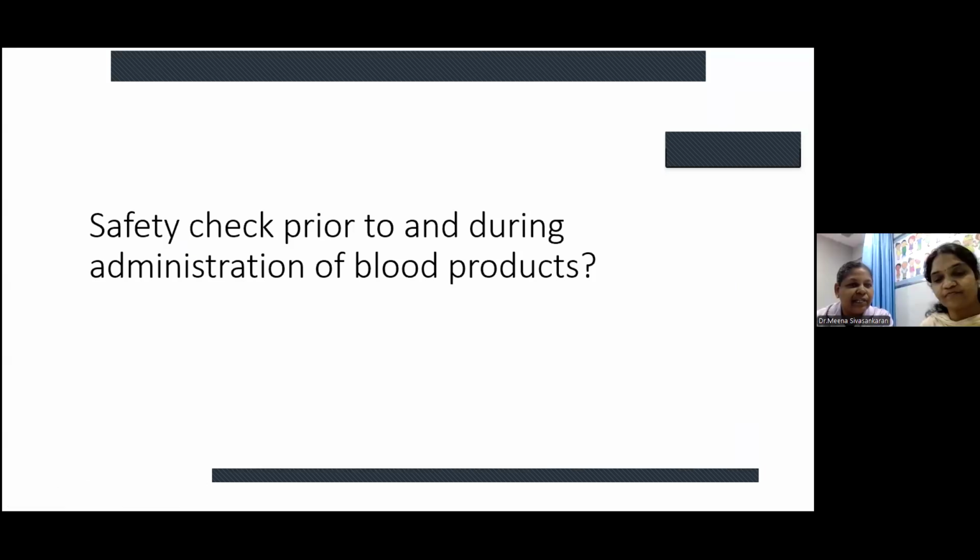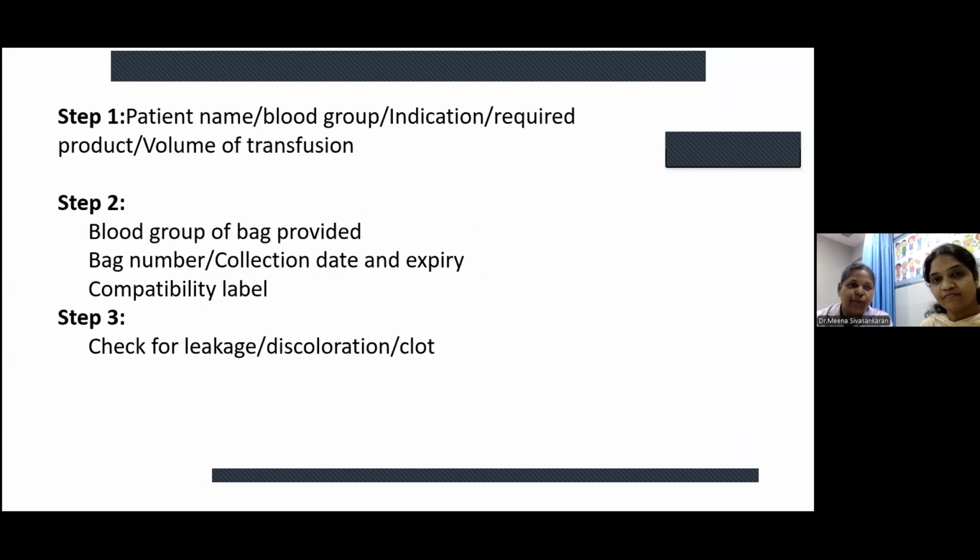Now we will see the safety check prior to and during administration of blood products. First, in step 1, we should check the patient name, blood group, indication for transfusion, required products, and the volume of transfusion. In step 2, we should check the blood group of the bag provided, bag number, collection date and expiry, and compatibility label to prevent transfusion reaction. In step 3, we should check for any leakage or discoloration or clot presence in the blood bag.